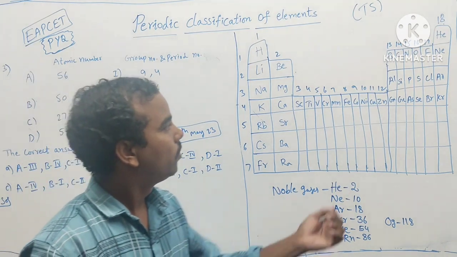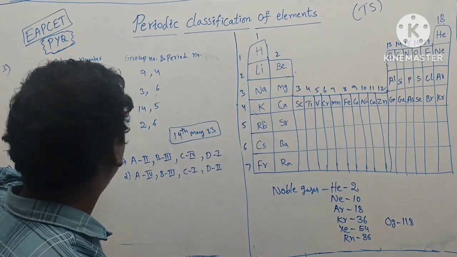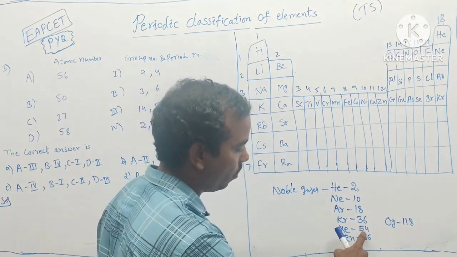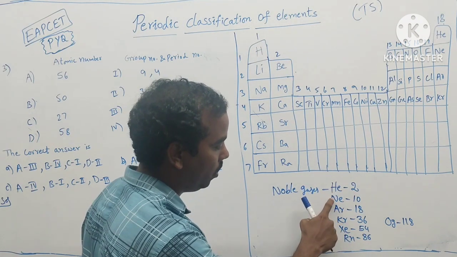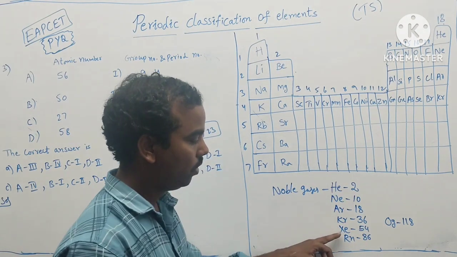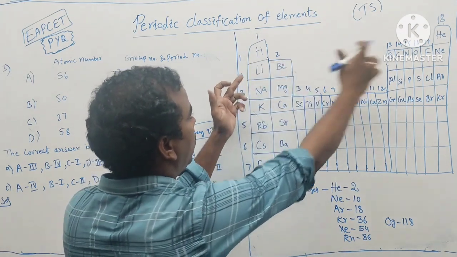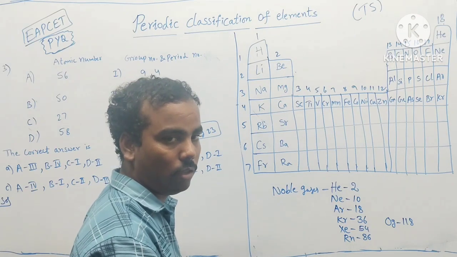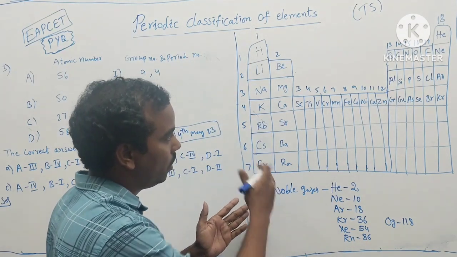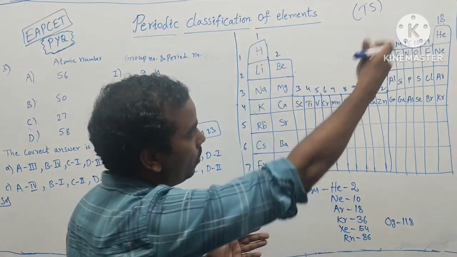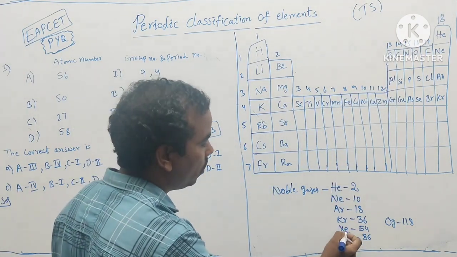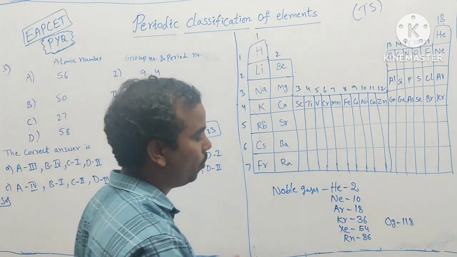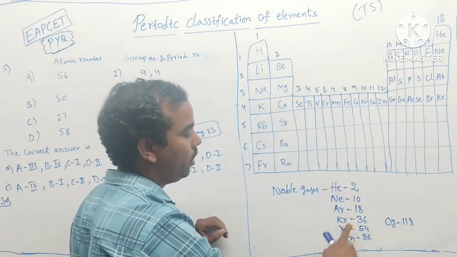So how to find? The given atomic number is 56. What is the nearest noble gas value to 56? 54. 54 means 1, 2, 3, 4, 5: fifth period. That is the period number. First period, second period, third period, 4, 5, 6, 7. We already know that 7 periods and 18 groups are present. So xenon is 1, 2, 3, 4, 5: fifth period. Which group? Xenon is a group 18 element.